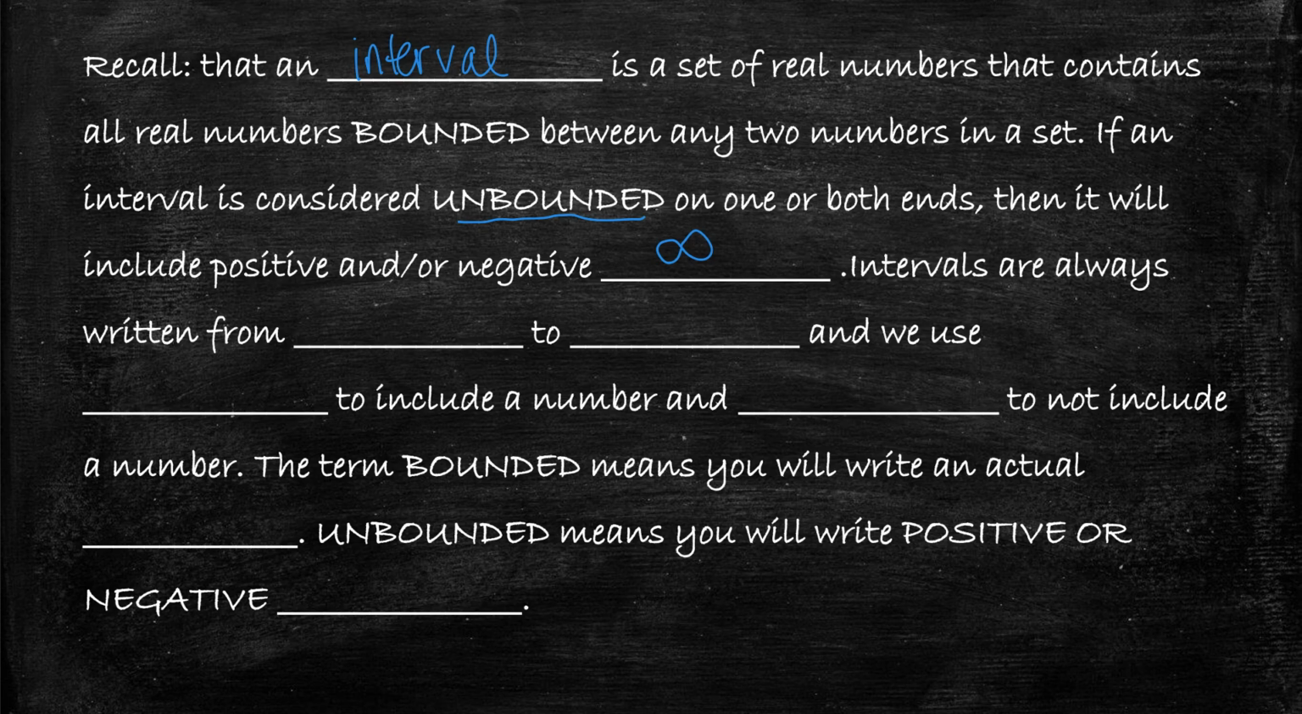Intervals are always written from least to greatest. And we use brackets to include a number and parentheses to not include a number. The term bounded means that you will write an actual number, but unbounded means you will use a positive or negative infinity.